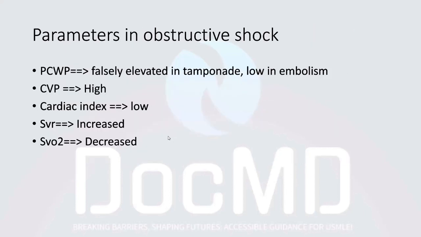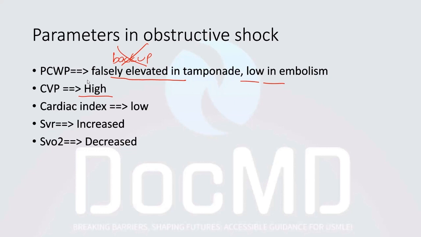So again, PCWP is elevated in tamponade. By falsely elevated, what I mean is it's not due to the backup of blood. It is because of the pericardial fluid putting pressure on the left atrium, and your wedge pressure will be raised because of this. Low in embolism, very important to distinguish. Other than that, obviously your CVP will be raised, because you have right-sided failure in embolism.